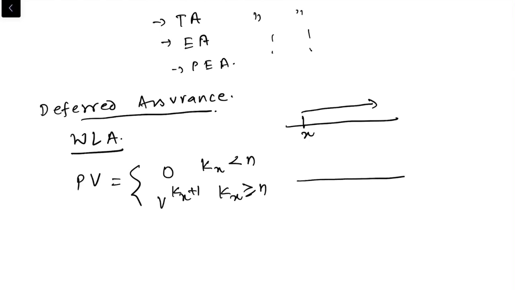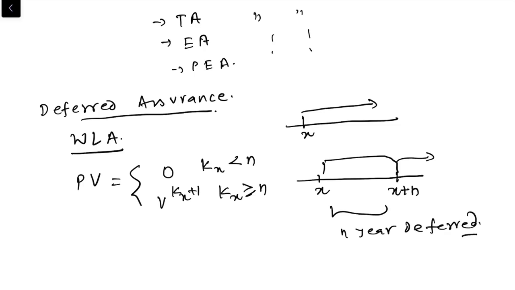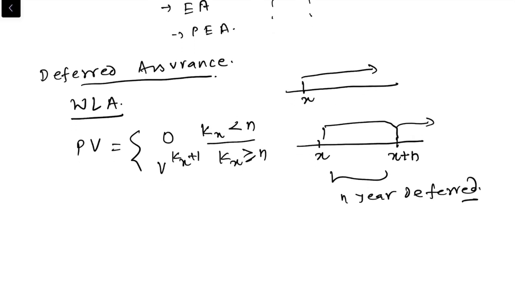Now, in deferred whole life assurance, suppose you buy the policy at age x. Up until n years, if you die, your nominee will not get the benefit. You must die after x plus n in order to get the death benefit. So this is n year deferred. If you look at the present value, when kx is less than n, what is kx? Kx is the number of integer years that a person will survive after age x. So when kx is less than n, the present value is 0. And when kx is greater than or equal to n, the present value is v to the power kx plus 1.